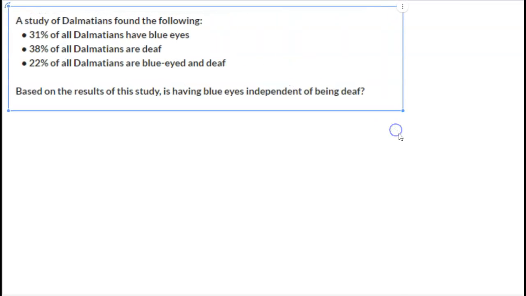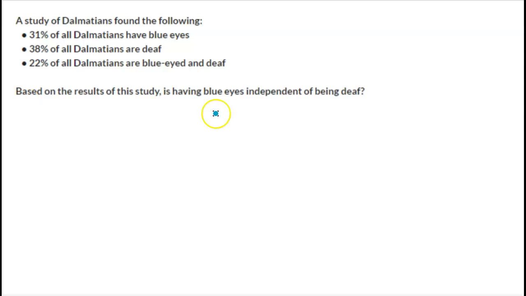Somewhere towards the end of the pre-assessment. Okay, we got some facts about Dalmatians and blue eyes, and we have that question. Hey, is having blue eyes independent of being deaf? Having blue eyes, independent of being deaf. Okay, so now we have two events. We have the blue-eyed event, and we have the deaf event, and we want to know, are they independent?